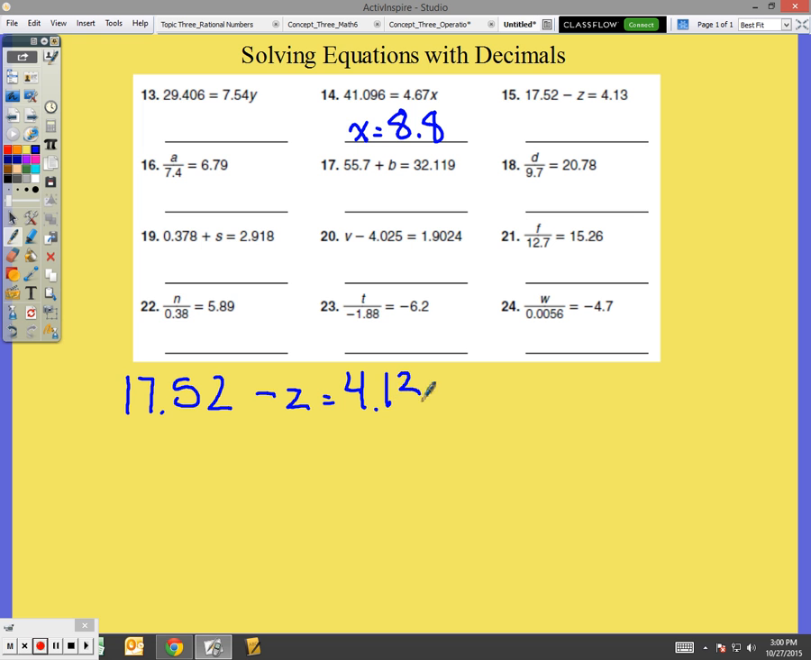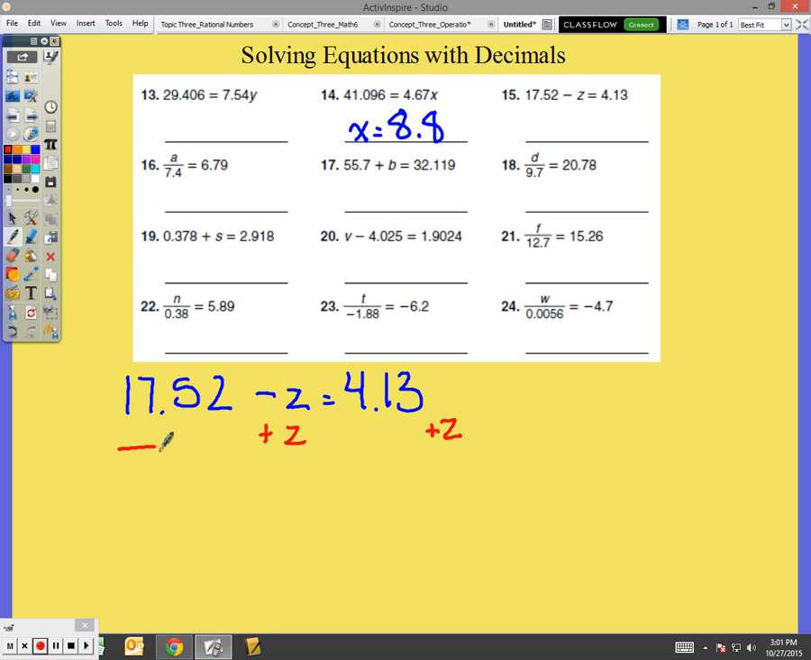Now watch what I'm going to do with this one. Obviously the variable is z in this, but you know what? See how they're subtracting z? Which means, again, think about keep, change, change. This becomes a negative z. I don't want to solve for negative z. So what I'm going to actually do is I'm going to add a z to both sides. I'm going to add a z to this side.